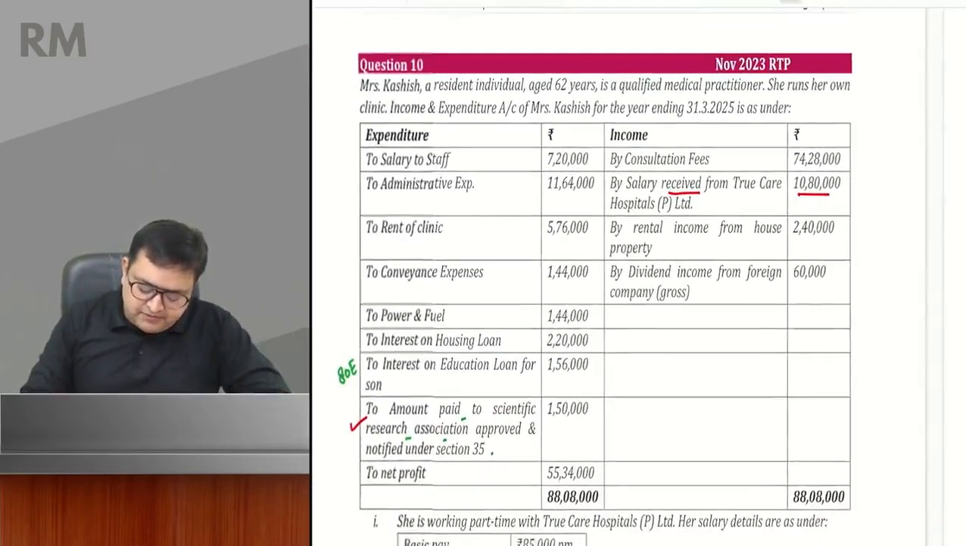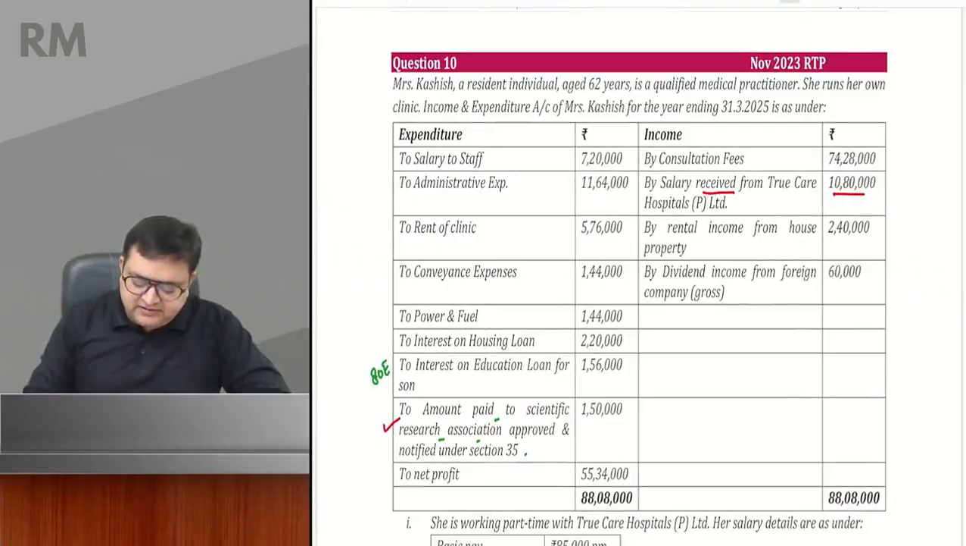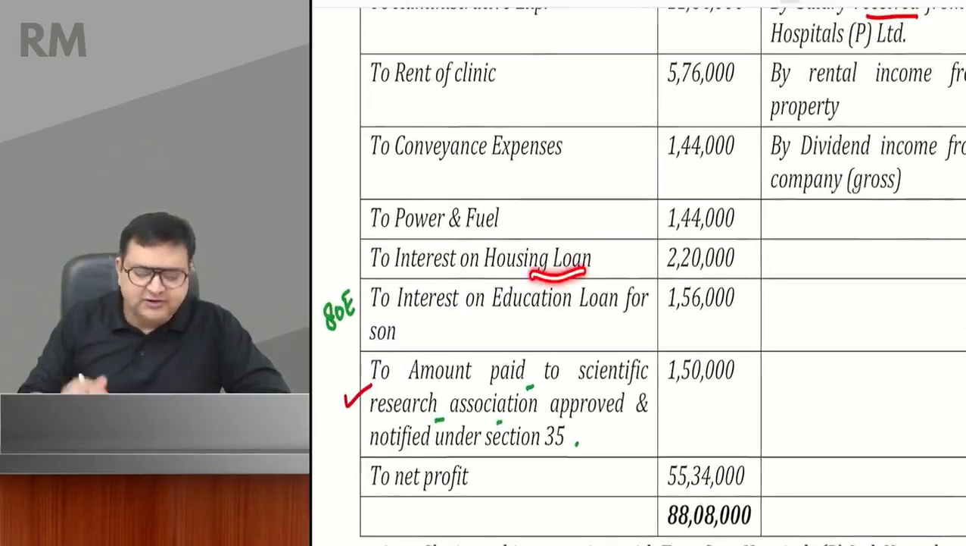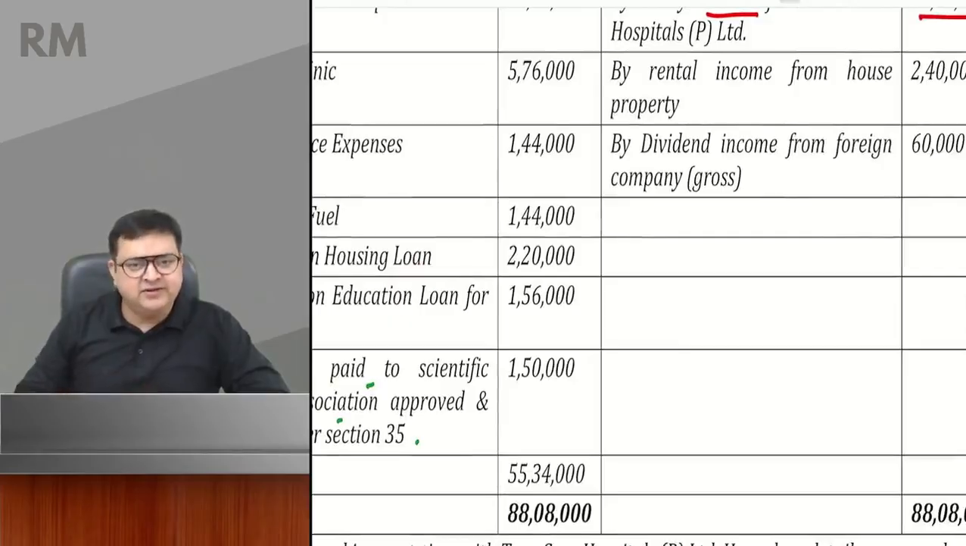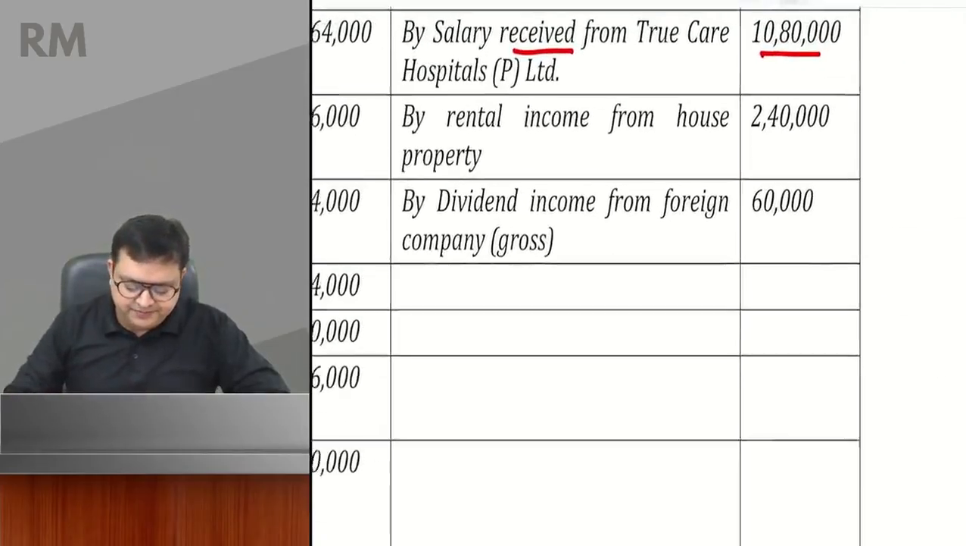And I'm getting an indication that this is house property income, and interest on housing loan should be related to this only. So I'm getting an indication over here. Let's see what the information is saying about it.